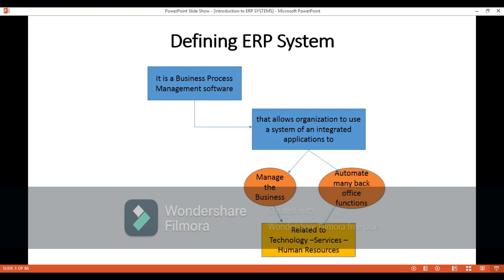So when we look at the definition of the ERP system, we say that it is known as business process management software. So basically, in the organization you are either automating the management of your business or automating your back office functions. So either I can use an ERP system as management software from an organizational structure, the organization policy and procedures, from the strategic plan, or I might need to automate my functional units inside the organization. So that could be related to technology, the services, or the human resources.